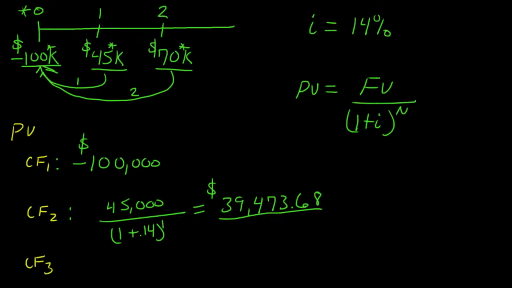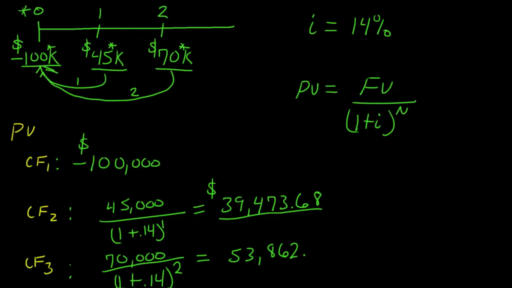All right, for the third cash flow in year two, we're going to look at this and we say we have a future value of $70,000 coming in. So if we divide that by 1 plus 0.14, that's the same interest rate, to the second, we can find out what our present value is. And if we run the calculation, we come up with a value of $53,862.73. Okay, so a good little boost there.